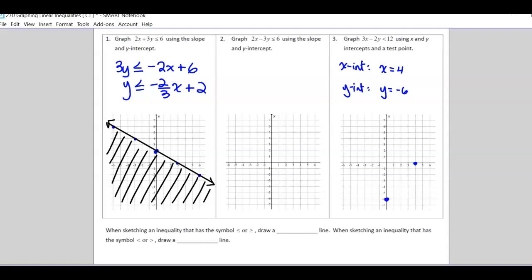Okay. Now, this says less than. So we cannot have any points on the line. So when we graph this, we're going to graph it with a dotted line.